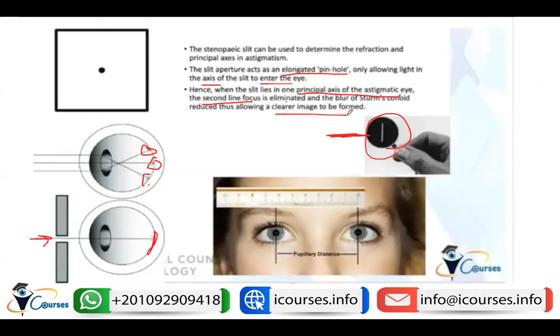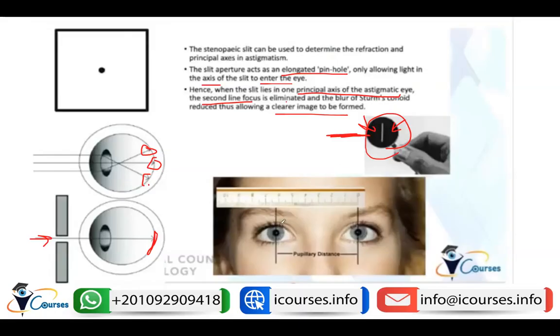Again, we put the stenopic slit within the axis of the cylinder in order to eliminate the perpendicular image that is produced. It will be blocked by this blackish area. So this results in a clearer image.